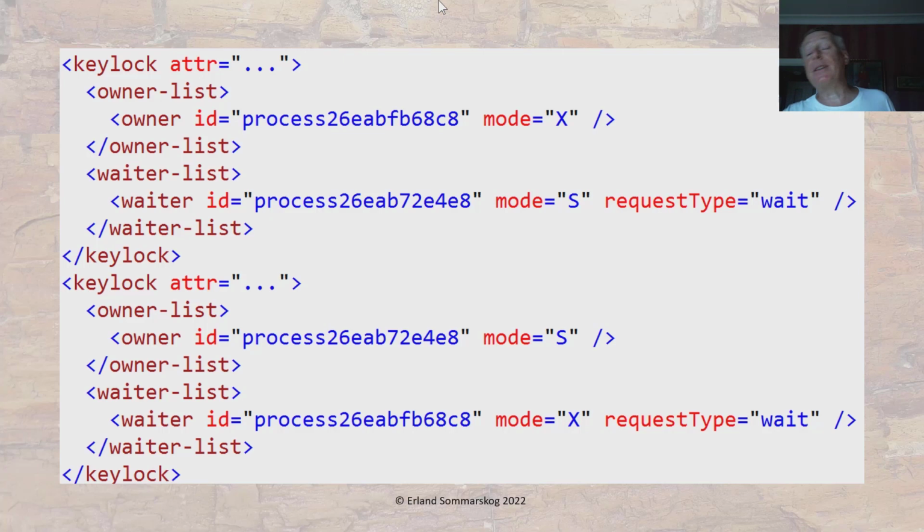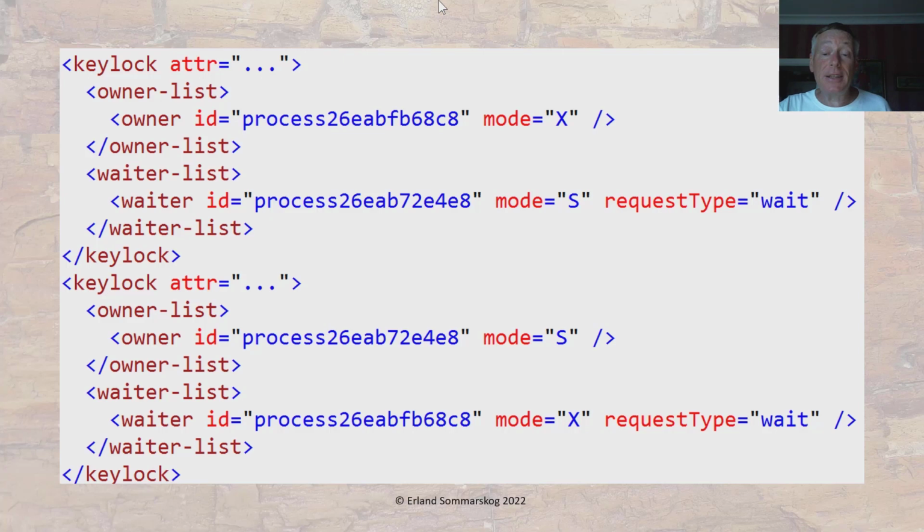It can sometimes be read convert, if a process has a share lock and wants to convert that to an exclusive lock, but it doesn't really matter. It's always a request or waiting. That's the important thing. And down here in this lock, the process E8 holds a share lock, whereas C8 is now waiting to get an exclusive lock, and therefore they are deadlocking.